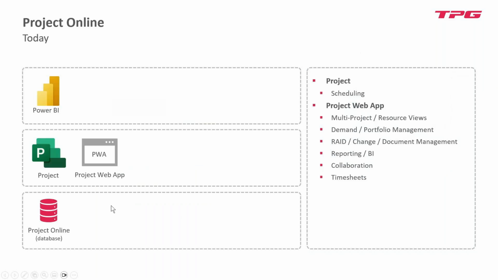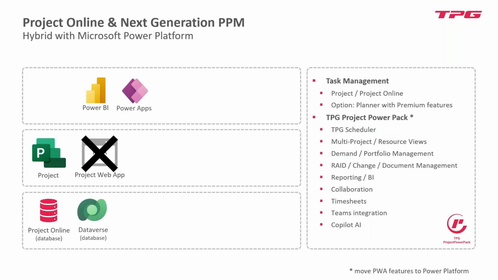This is what you have today. Lots of customers using Project Online have the Project Online database, Project on the desktop, Project Web App, and Power BI. What we will say to you is, you could continue to use Project and the Project Online database, but all of those things that you maybe do in the SharePoint sites, you could move to TPG's Project Power Pack. And just to be aware, I can't remember the exact date, but later in 2026, Microsoft will be turning off any workflows in SharePoint based on 2013.